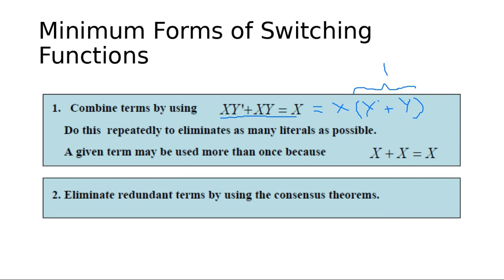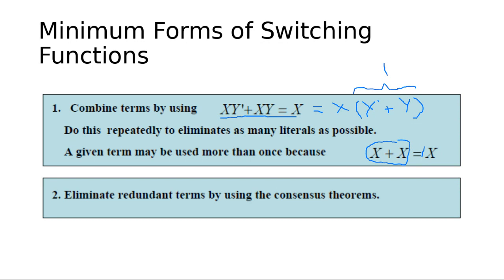And a given term may be used more than once, because in the binary calculation, in Boolean algebra, there is no 2x, right? Or there is no 2z, or 2y, 3x. You get only x or y or z or a, b, c, whatever you want to call it. But there is no 2 in here. There is only 1. It means x plus x, it means x or x, equals x.